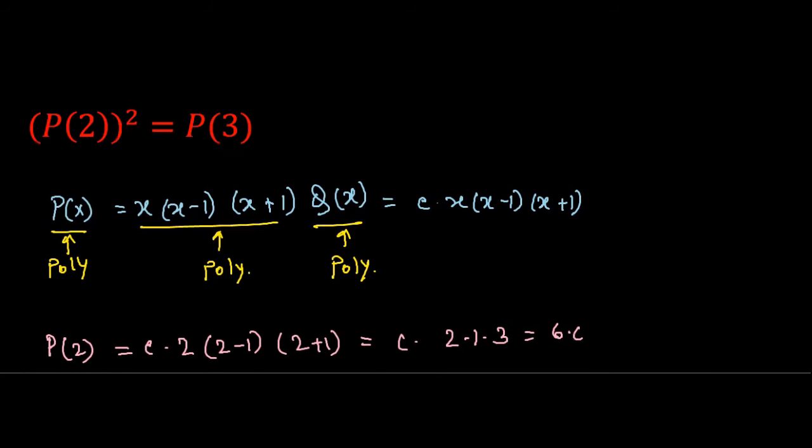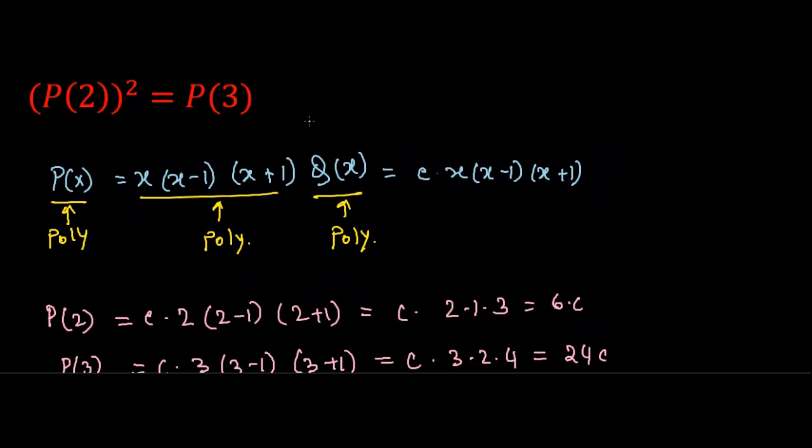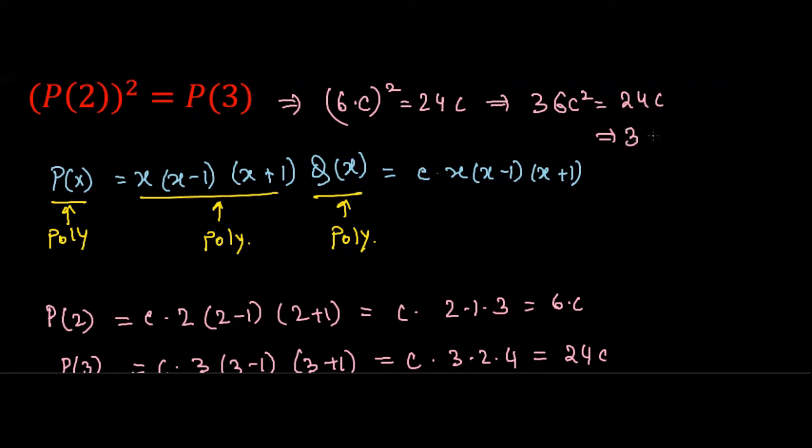24c. Now, since p of 2 squared is equal to p of 3, we can say that 6 times c, whole squared, is equal to 24c. That is 36c squared is equal to 24c. If we divide both sides by 12, we get 3c squared equals 2c. Now, c can either be 0 or it can be 2 over 3.